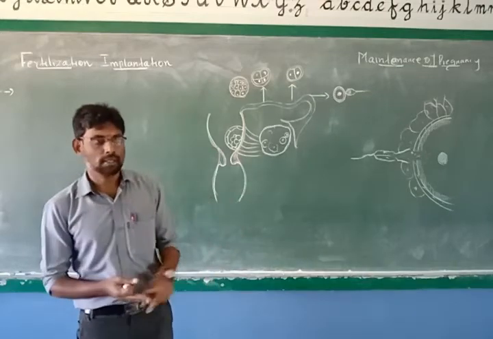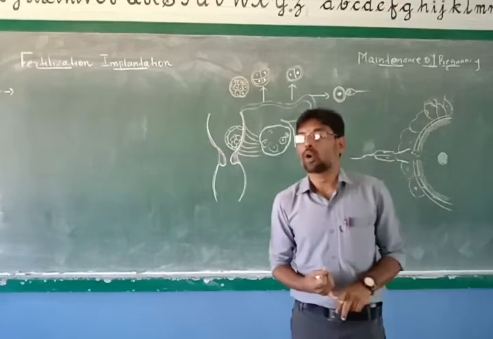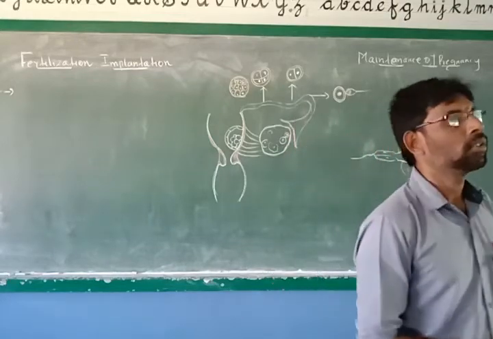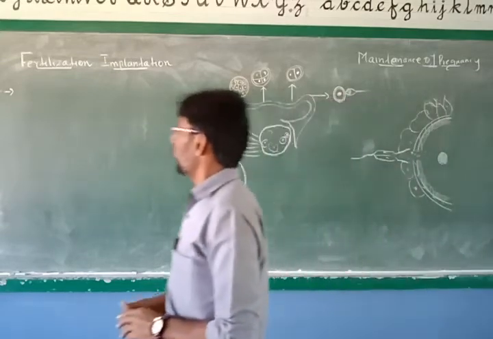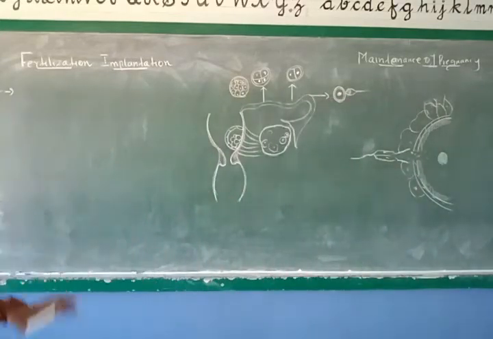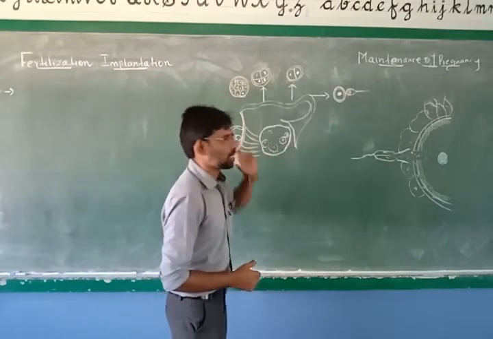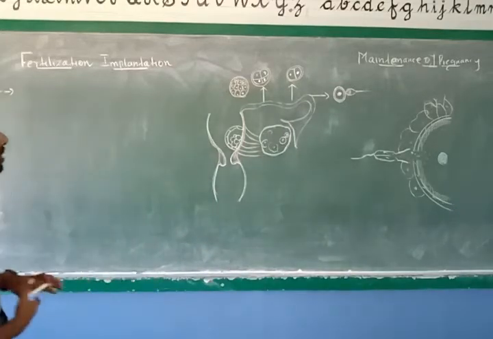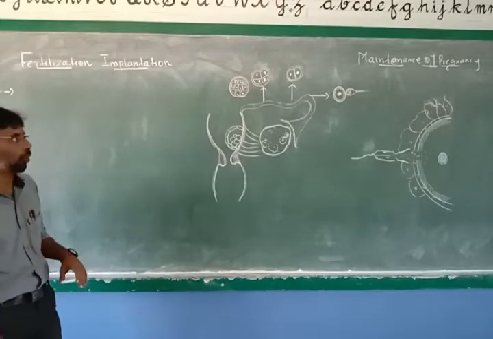Gametogenesis takes place in two different ways. One is the production of sperm cells, called spermatogenesis. Then the production of egg cells is called oogenesis. Okay. Now we are going to study another topic, that is fertilization, implantation and maintenance of pregnancy. Before that, let me recap what we have studied in the female reproductive system. With that, the female reproductive system will get over.